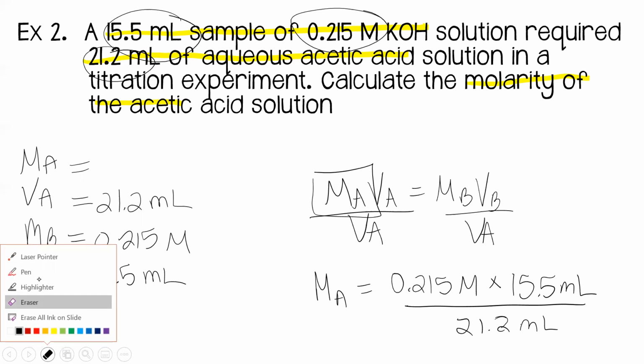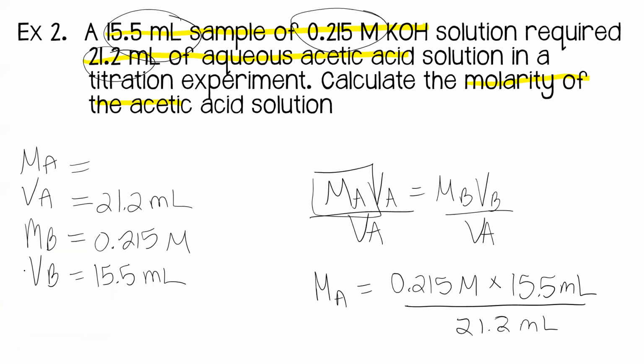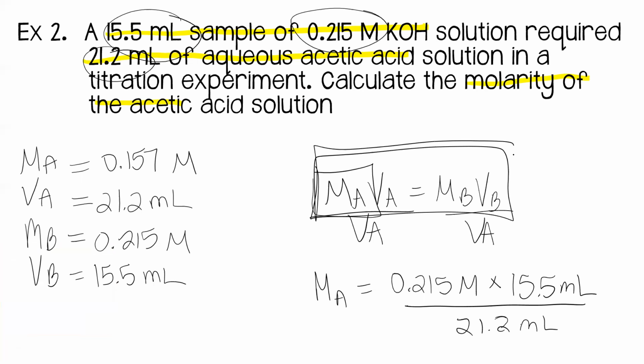I got that the molarity of the acid is equivalent to 0.157. And go 3 decimals since these are very small numbers. Okay, once again, if you plug everything back into this initial equation, you should get both sides very, very similar to each other. Okay, try another one.